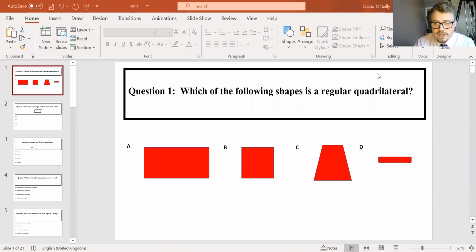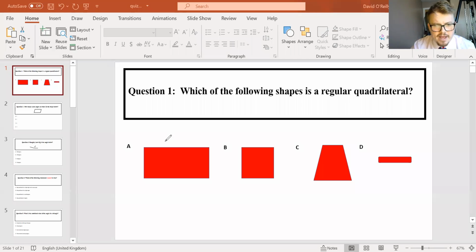Okay, so first question, which of the following shapes is a regular quadrilateral? So what we need to do is break down both words, regular and quadrilateral. Quadrilateral means a shape with four sides. You can see that every single one of these shapes has four sides, so based on that alone, it could be any of those. So the key word here is regular. What does regular mean? A regular shape has sides that are all the same length. So every side is equal length.